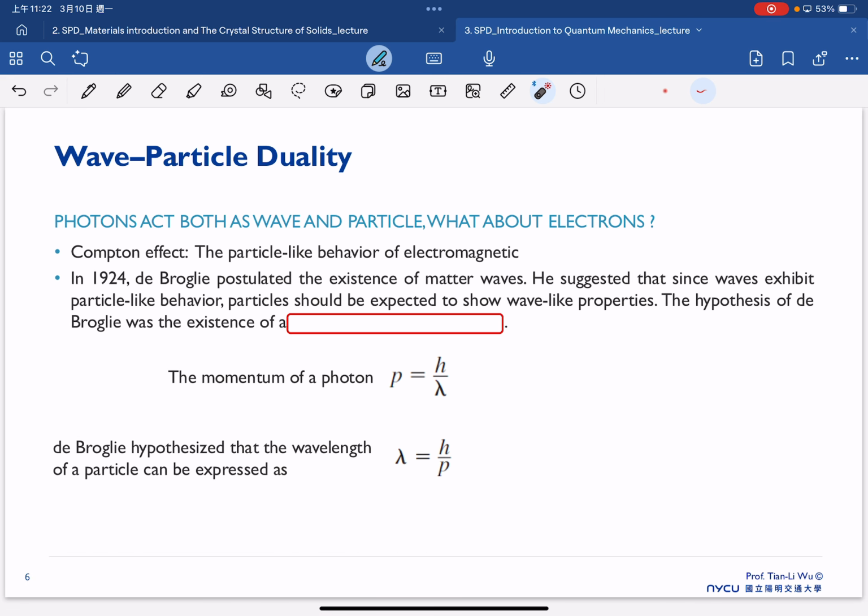And also, as you already know, there is a theory we call the wave-particle duality. That means photons can act both as a wave and a particle. But how about the electrons here? The Compton effect shows the particle-like behavior of electromagnetic waves. So in 1924, de Broglie proposed the existence of a matter wave. He suggests that since waves exhibit particle-like behavior, particles should be expected to show wave-like properties. So this hypothesis of de Broglie was the existence of wave-particle duality.